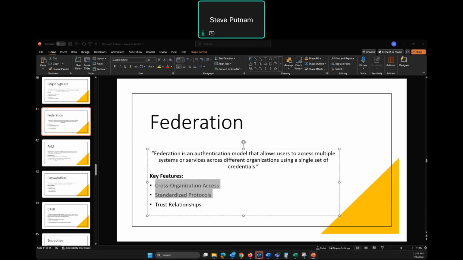It works like this: a user authenticates with their home organization's identity provider. So you would authenticate to your company's identity provider, and if they have a federation or a trust between your organization and another organization, then that sign-on would be trusted, and then you would be able to have access to the other organization's resources that you are authorized for. So that token from your IDP is trusted by the service provider, and then it grants user access to resources without re-authentication.